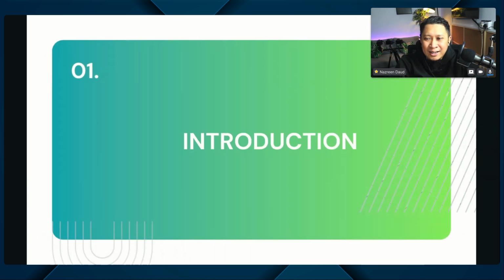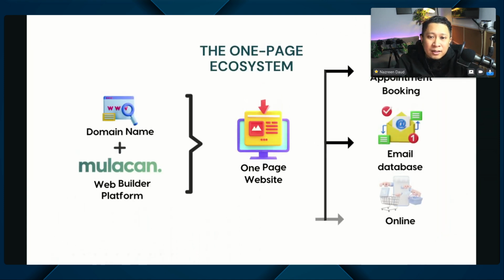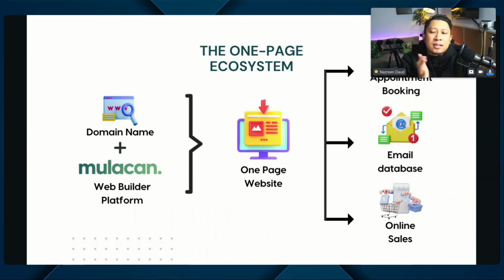This is what I wrote in the sales page. So, the introduction. In every one page ecosystem, there are these three steps: the platform, connecting with the domain, which produces the one page website. And there are only three outcomes. There's nothing more than three. Anything that you do, even if you gamify it, you still get one of these three things. You get an appointment, or you collect a database for lead generation, or online sales, or you can have a hybrid of two.